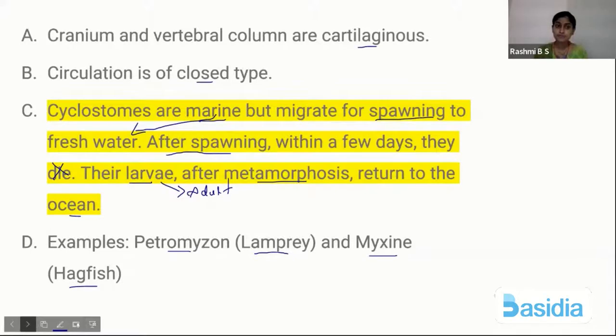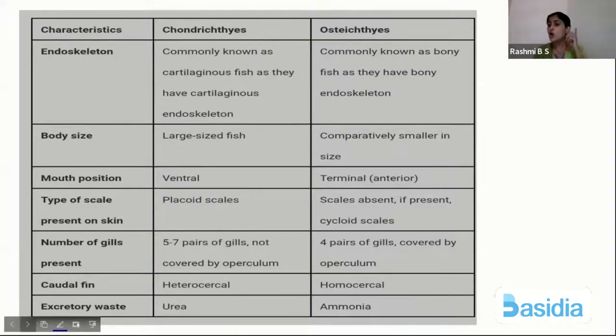So this is about cyclostomata, the only jawless class of the vertebrata. Now we started with Pisces. In Pisces, you remember chondrichthyes was one of the classes, and osteichthyes one of the classes, right? So instead of discussing them in different slides, I'm taking it in one slide, because most of the time in exams they ask you to write the difference between chondrichthyes and osteichthyes. So that's why I tried to put it on one slide, and it will be very easy for you to remember as well.